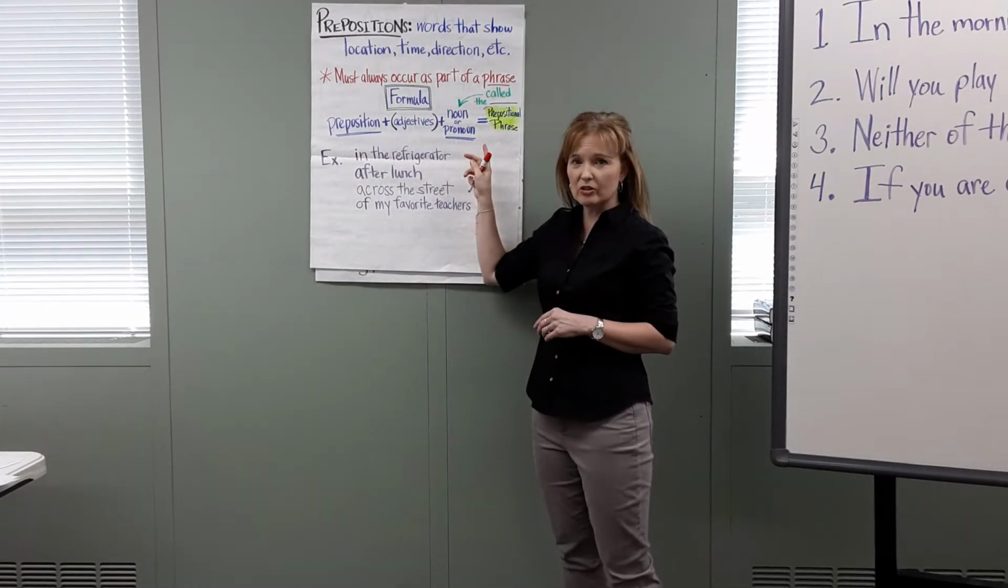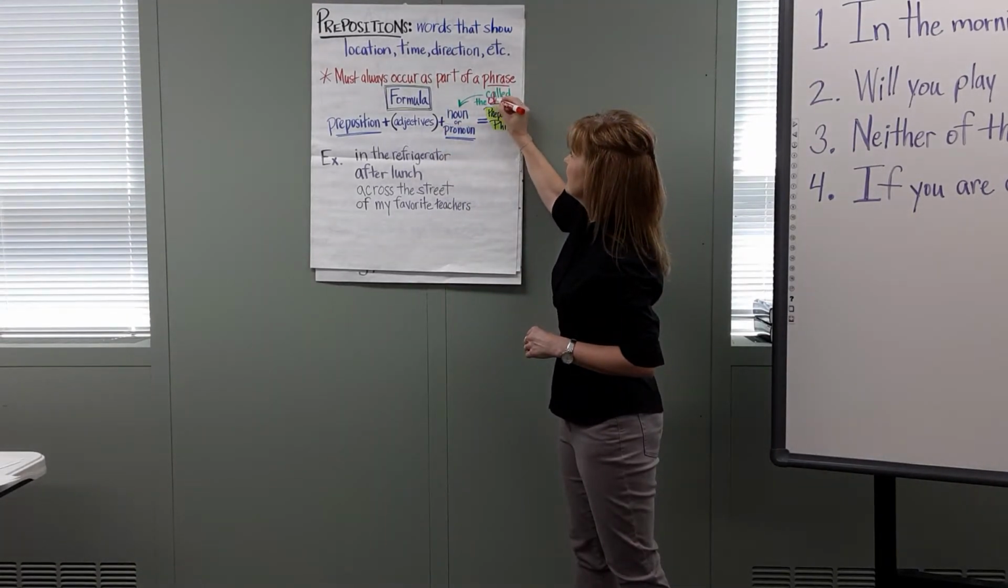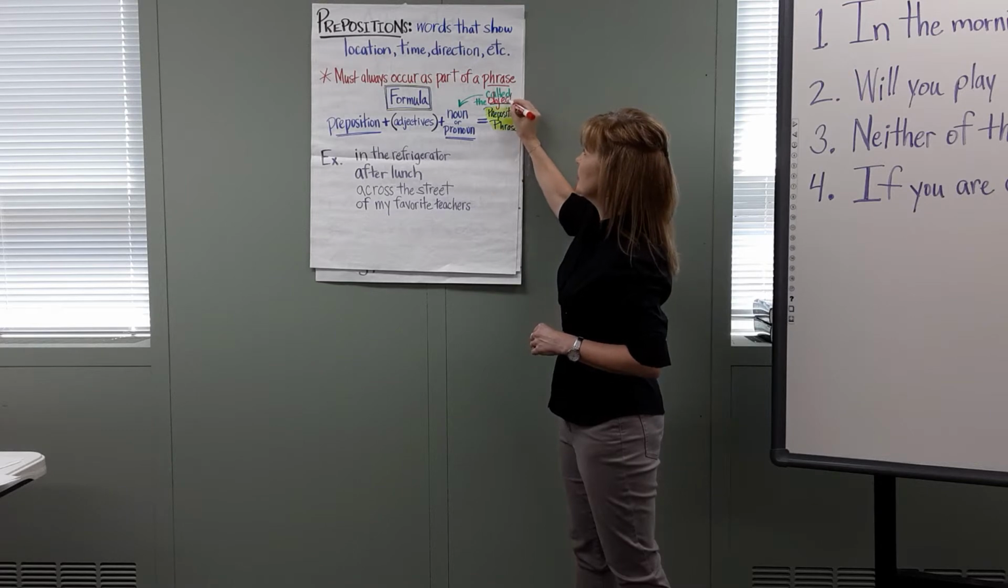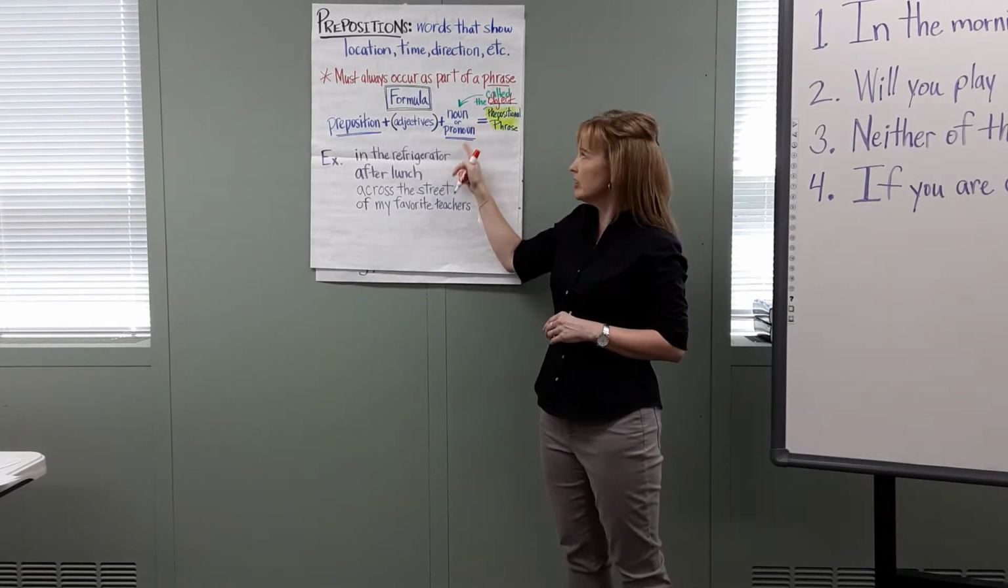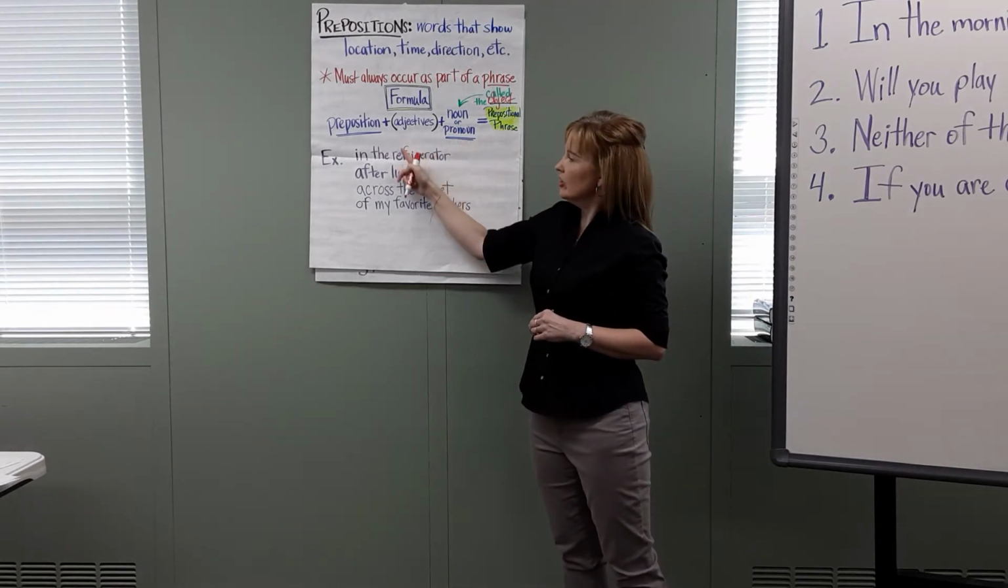A term you might hear in school for this noun or pronoun is called the object of the preposition. So when people talk about the object of the preposition, that's what it is, the noun or pronoun at the end. Here are 4 examples.